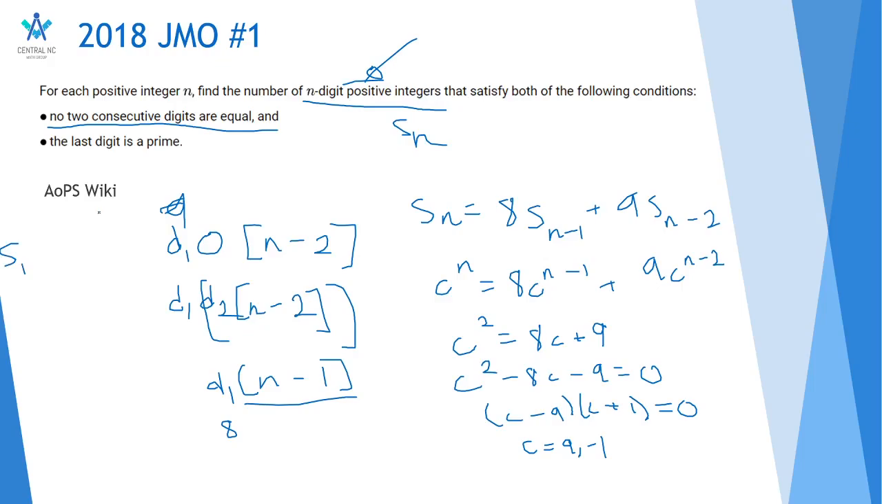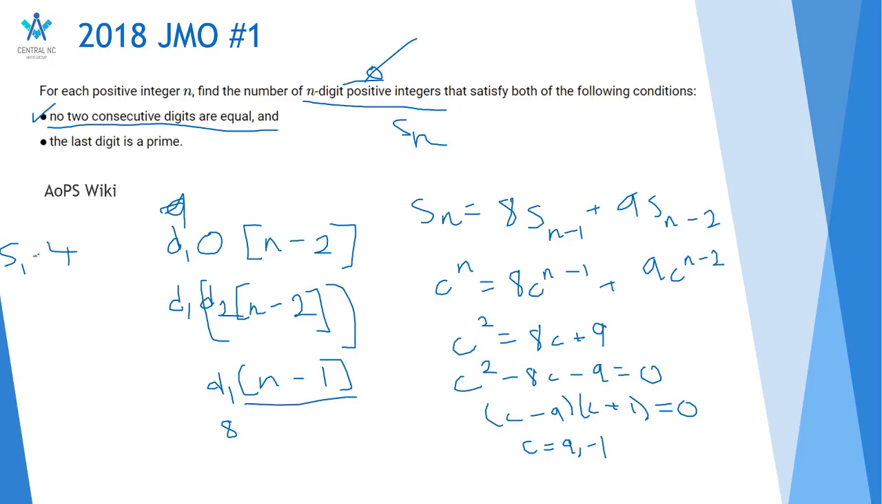S of 1, so if you have one digit, this condition will automatically be satisfied. The last digit has to be a prime, so this digit has to be a prime. So we can let this digit be one of the one-digit primes, which are 2, 3, 5, and 7. So there are indeed four ways to do this.